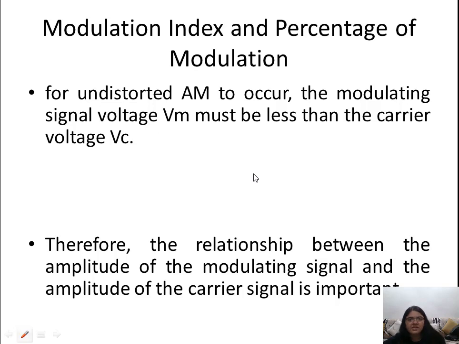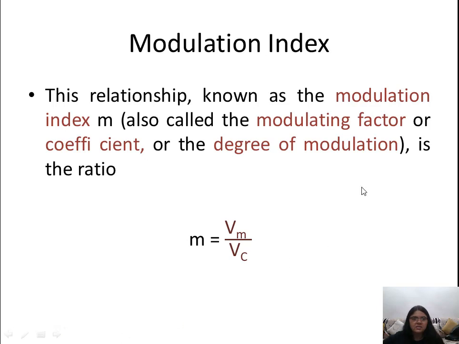This relationship between the amplitude of the modulating signal and the amplitude of the carrier signal is the small m. An example based on this can be asked in the examination. So it is the modulating factor, or the modulation coefficient, degree of modulation, or the modulation index. From the modulation index we can make three comments, and it can also be asked in the examination: draw and explain the waveform for m greater than 1, m less than 1 and m equal to 1.